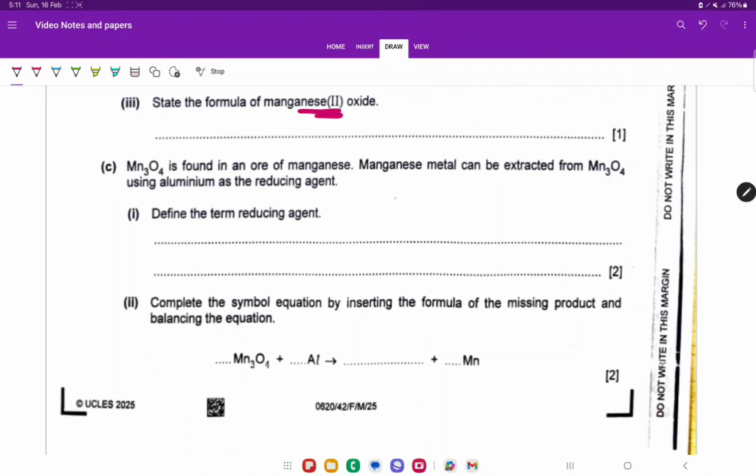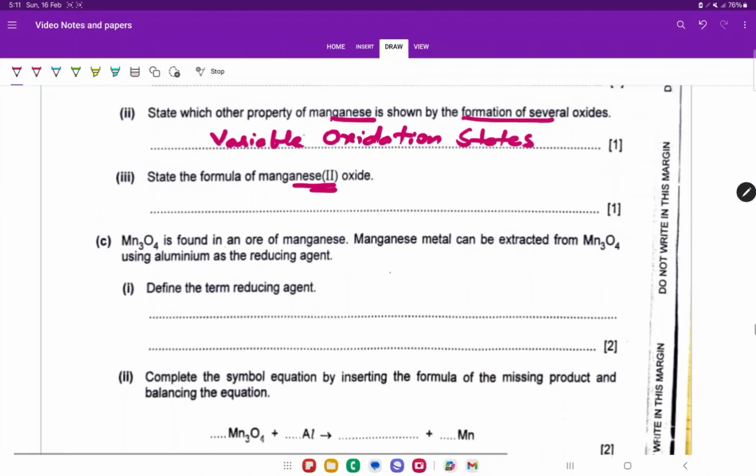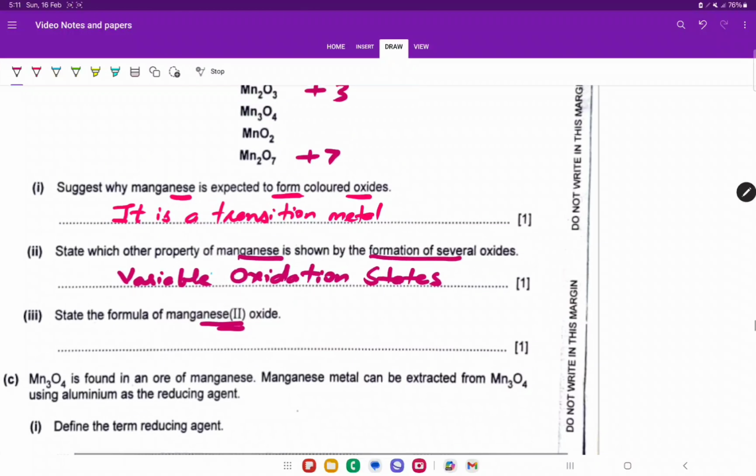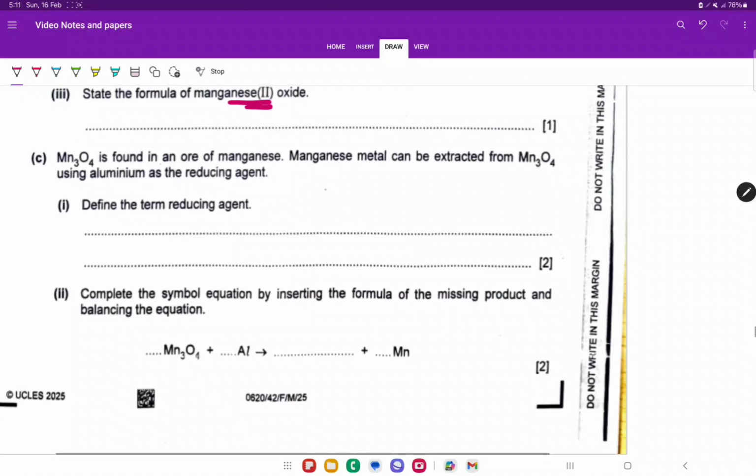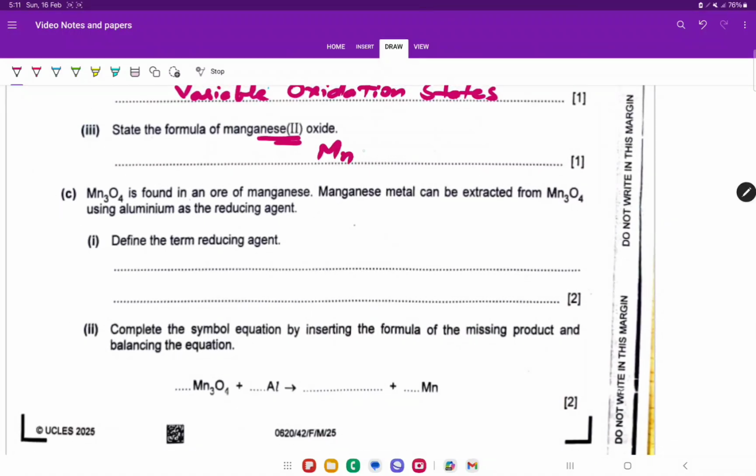State the formula of manganese(II) oxide. Manganese(II) means the charge of manganese is 2, and in this case I can find out: X plus oxygen is minus 2, oxidation number equals 0, then Mn comes out to be +2. It means it is manganese(II) oxide. Now the formula for this is MnO.